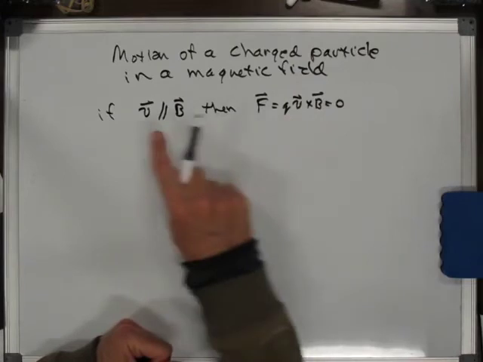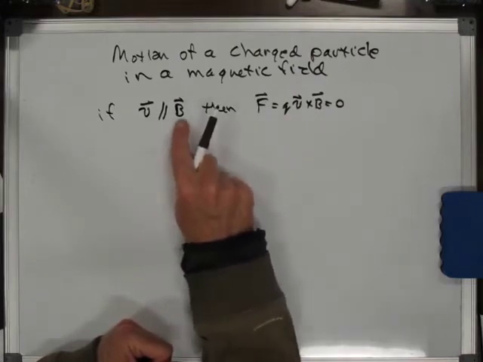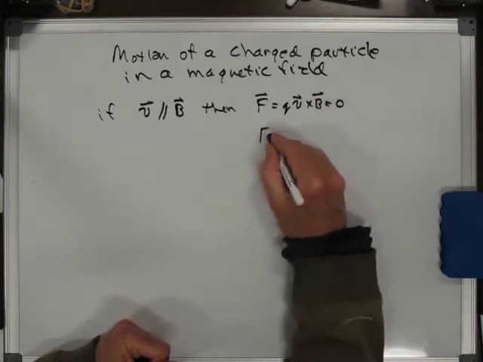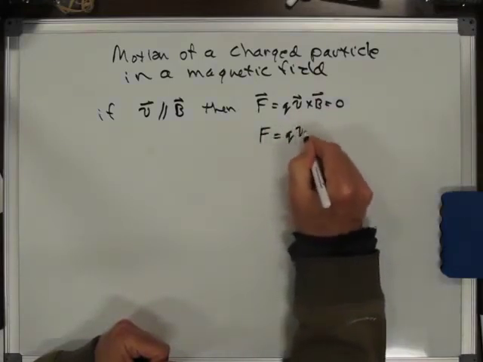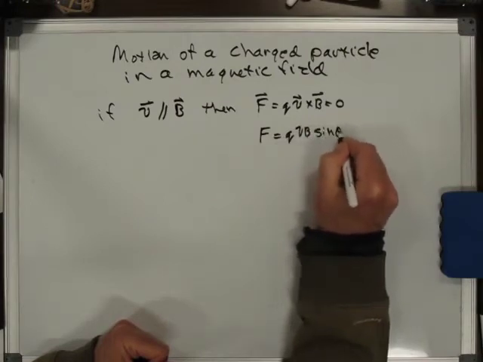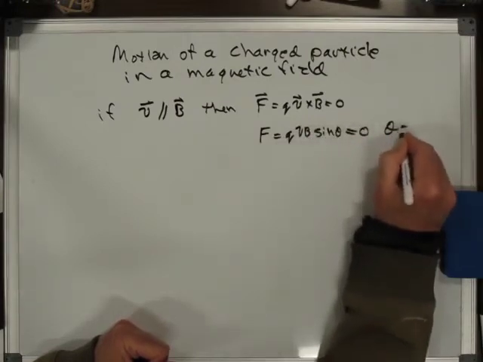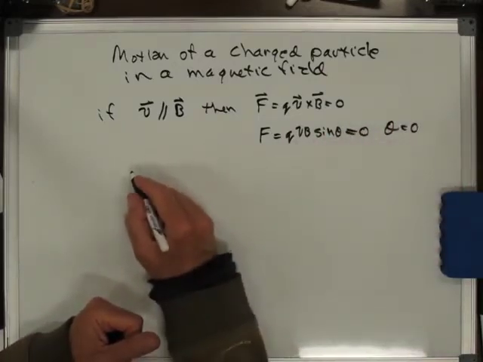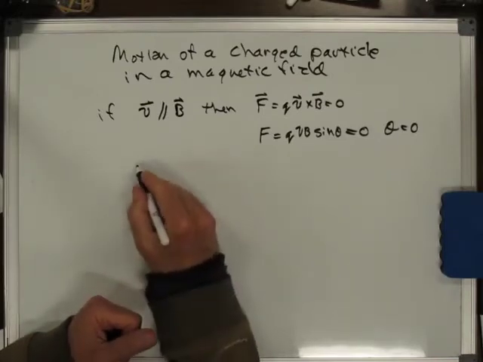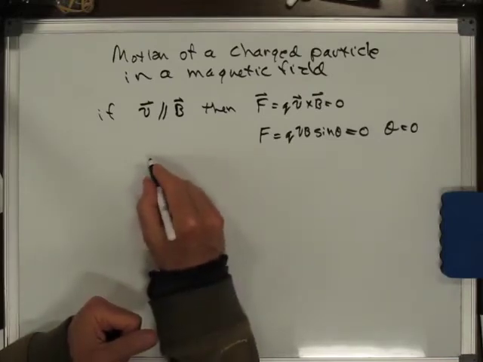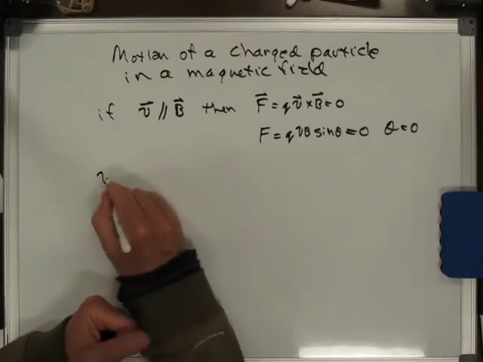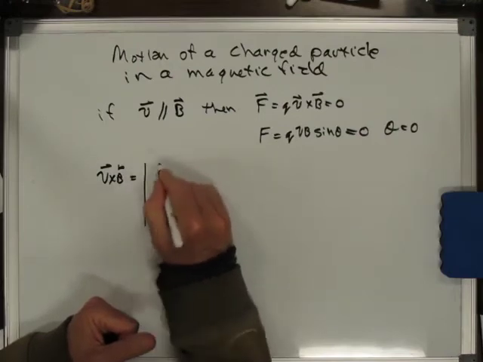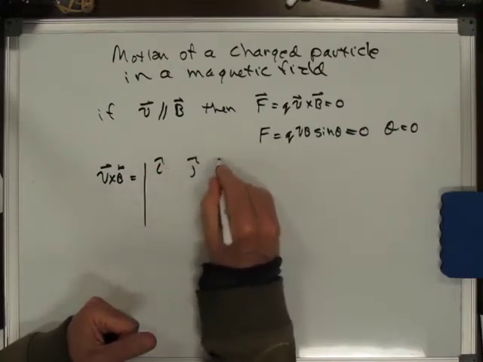If v is parallel to B, if they're in the same direction, qv cross B is 0, because the magnitude, which is qvB sine theta, is 0 because theta equals 0. You can just as easily pick your cross product this way, right? If I take v cross B and I just pick them along one particular direction, i hat, j hat, k hat.